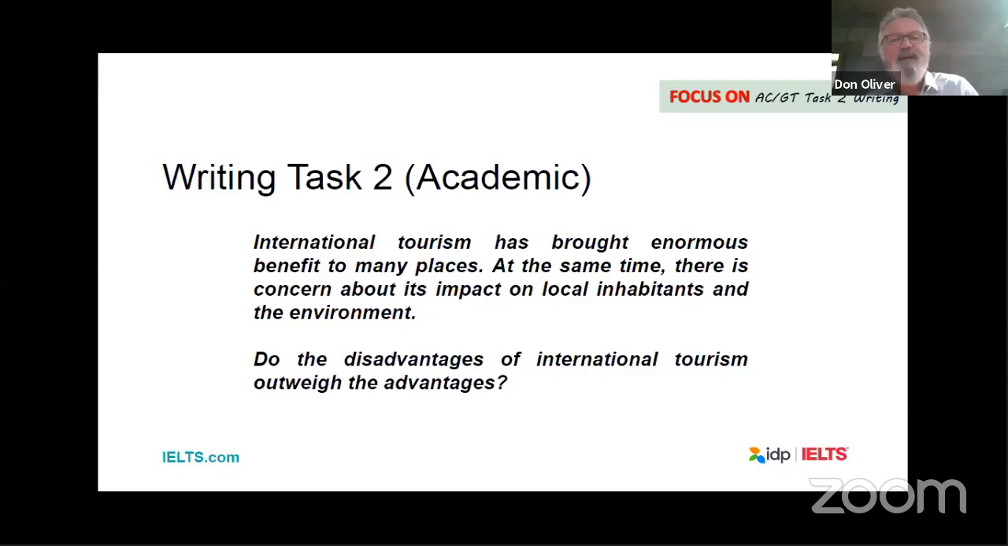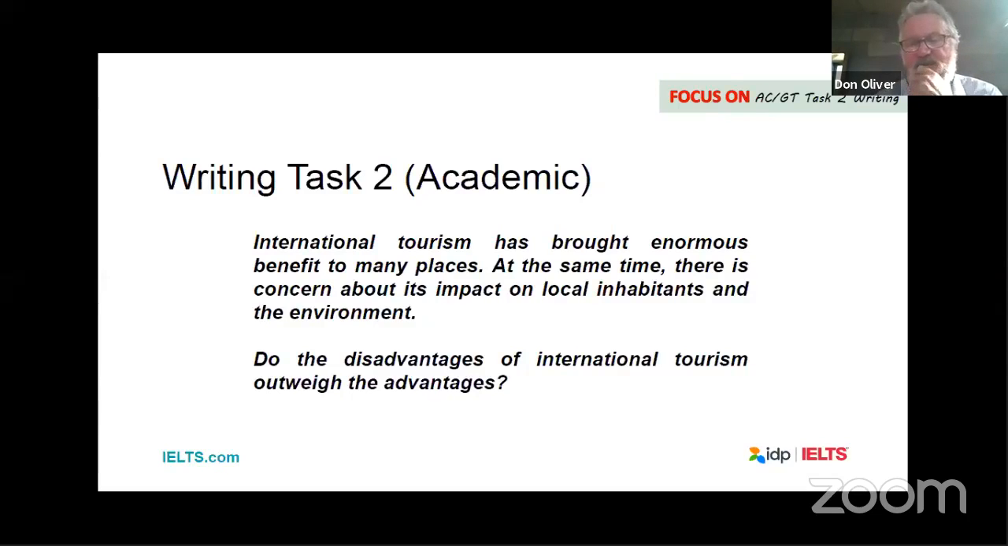It's a little bit complicated because we're talking about something that we understand, international tourism, but then we're asked to discuss its benefits and we're asked to discuss its impact, not just on the local inhabitants, but also on the environment. Now here we have something that is quite difficult, but task 2 writing is quite difficult. We have to do the same as we did before, and that is to analyze the task.